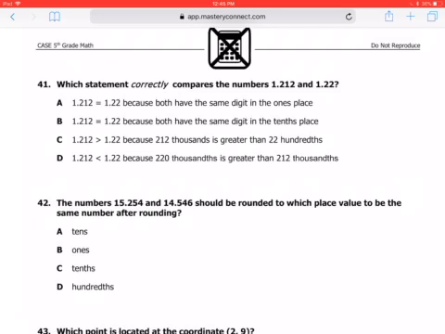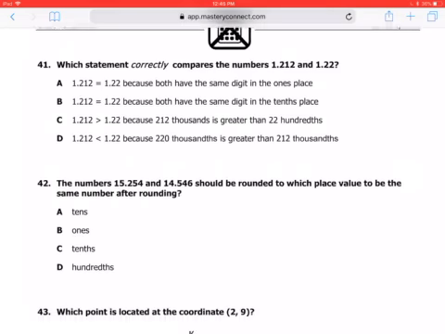A, 1 and 212 thousandths equals 1 and 22 hundredths because both have the same digit in the ones place. B, 1 and 212 thousandths equals 1 and 22 hundredths because both have the same digit in the tenths place. C, 1 and 212 thousandths is greater than 1 and 22 hundredths because 212 thousandths is greater than 22 hundredths. D, 1 and 212 thousandths is less than 1 and 22 hundredths because 220 thousandths is greater than 212 thousandths.